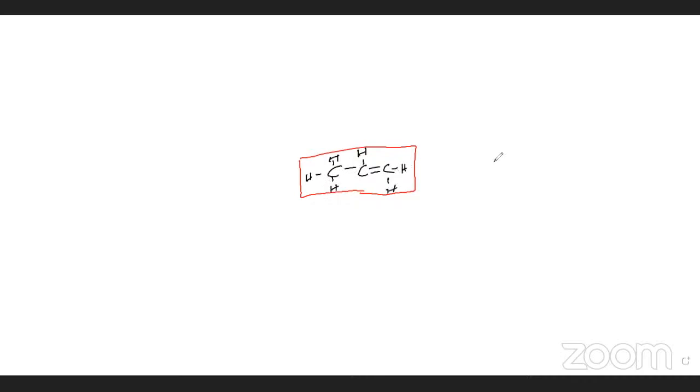And so draw propene. If I react propene with Br2, it is called halogenation. The bromine, if it's liquid, you will put two bromine atoms on it.